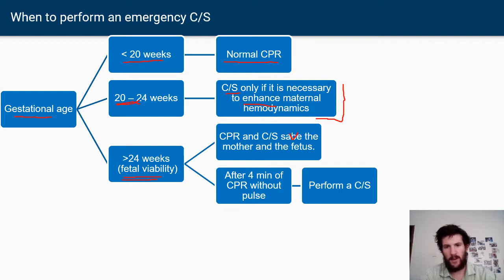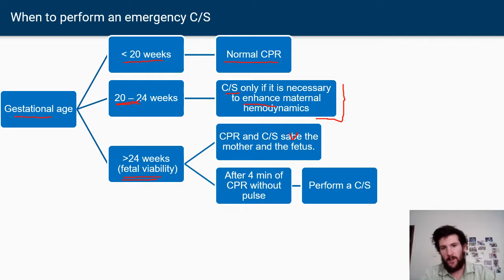To save the mother and the fetus, because if you do the CS, you enhance the cardiac output while taking away the uterus and the fetus, and also you save the fetus because the fetus is in a hypoxia state when the mother is shocked or the mother is in CPR.